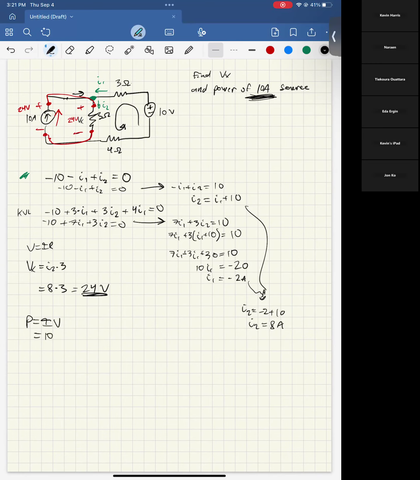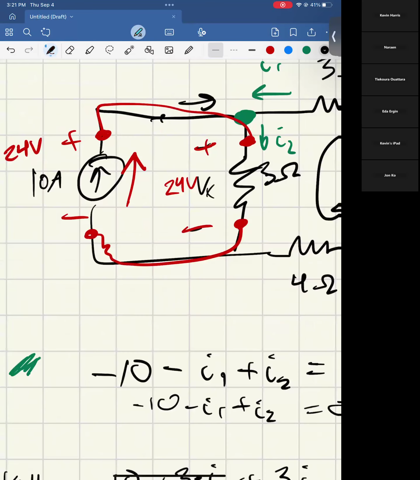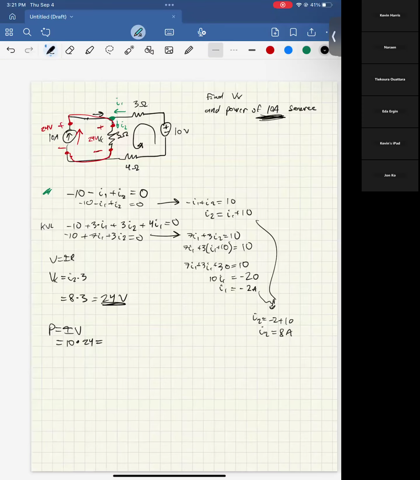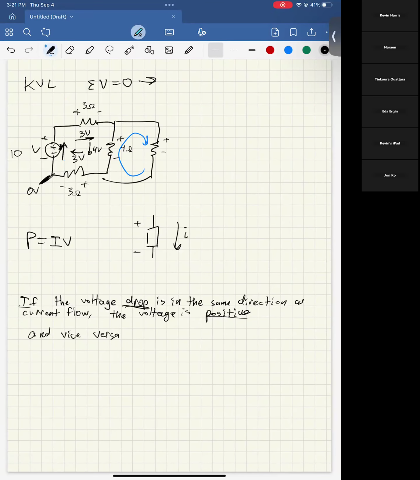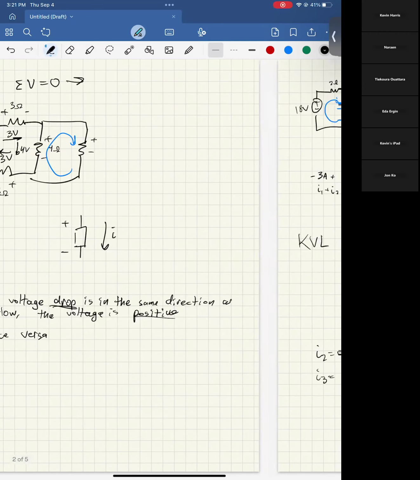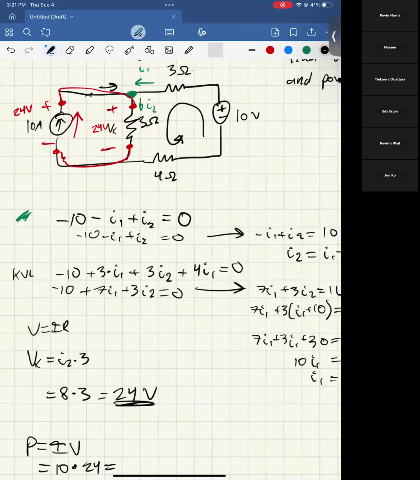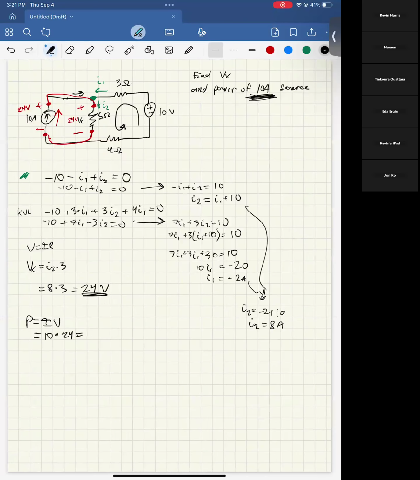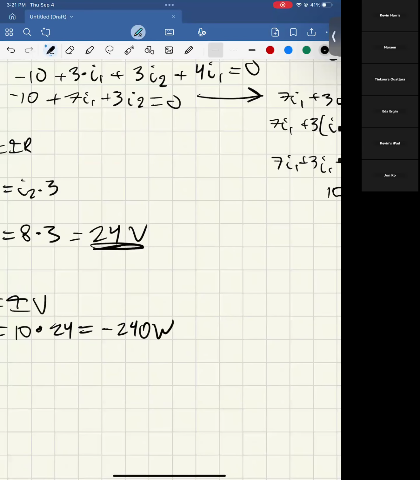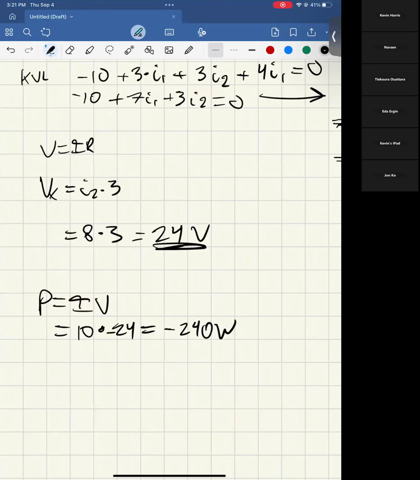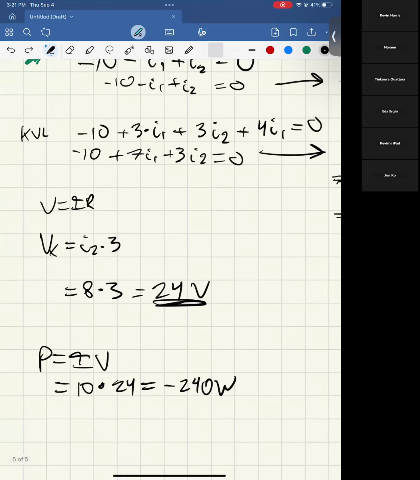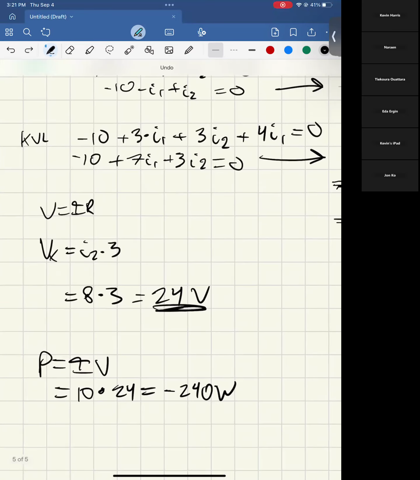The current is given, it is a current source, and then times 24. And then we want to look at the sign of that to figure out if this is a positive or negative power, if it's supplied or consumed. Remember what I said on that previous page. If the voltage drop is in the same direction as a current flow, the voltage is positive and vice versa. Here, however, the voltage rise is in the direction of current flow, so this will be a negative 240 watts. You can either do that on the voltage, or I usually just ignore the sign until we get to the end and then fill it in here. And that would be your answer for that.